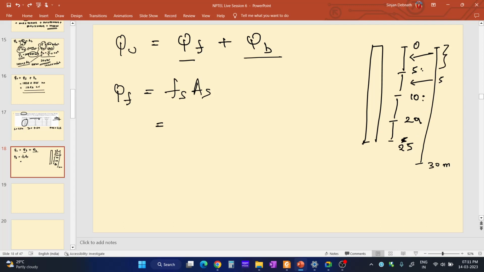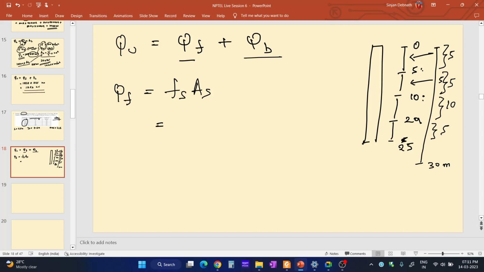The thickness of this portion is 5, thickness of this portion is also 5 meter, thickness of this portion is 10 meter, and thickness of the last portion is 5 meter. Okay, so we will find out the skin friction resistance along the surface of all these segments.